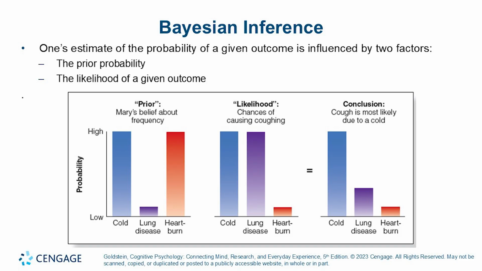Another way of thinking about how the brain combines information from the senses with information that the brain already holds about the way in which the world works is by using Bayesian statistics.